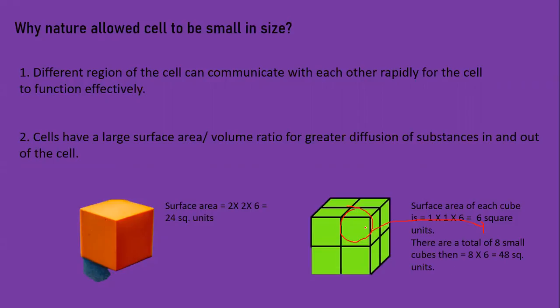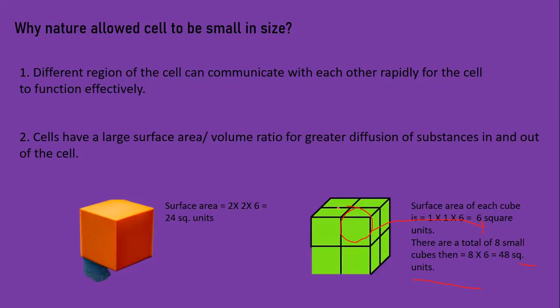Now there is a total of 1, 2, 3, 4 on top and 1, 2, 3, 4 at the bottom. There is a total of 8 cubes, and therefore the total is 8 into 6, which is 48 square units. So we can see that in the one large cube, the surface area is 24, whereas the volume remains the same for both. If I divide it into smaller cubes, it becomes 48 square units, which is more. So definitely this is needed.